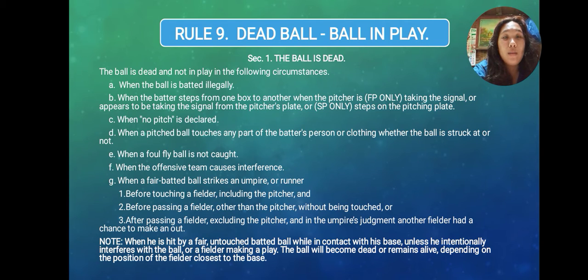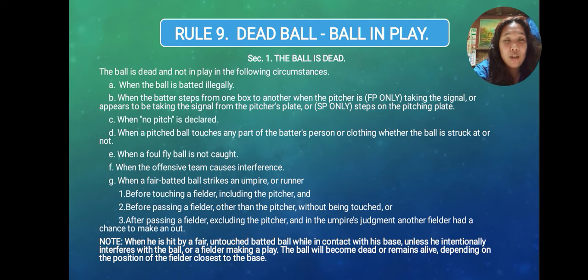D, when a pitched ball touches any part of the batter's person or clothing, whether the ball is struck at or not. For letter E, when a foul fly ball is not caught. F, when the offensive team causes interference. G, when a fair batted ball strikes an umpire or runner.